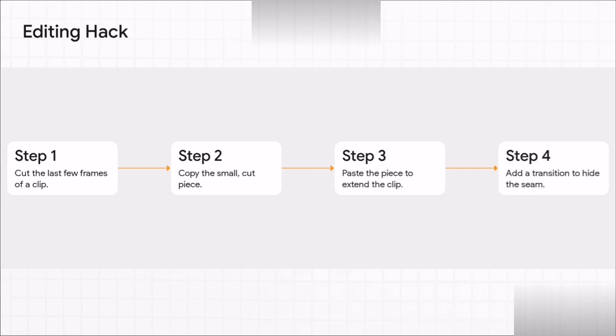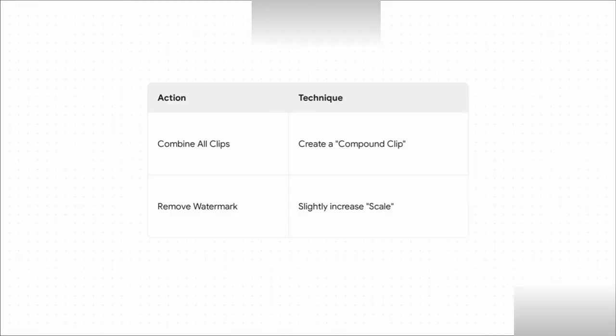It's practically invisible. And for that final polish, here are 2 more little pro-level tricks for you. To make global adjustments way easier, you can combine all of your edited clips into what's called a single compound clip. Then, to get rid of that pesky AI watermark that's usually in the corner, you just slightly increase the scale of that whole compound clip. You're basically zooming in just enough to crop it out cleanly from the edge of the frame.